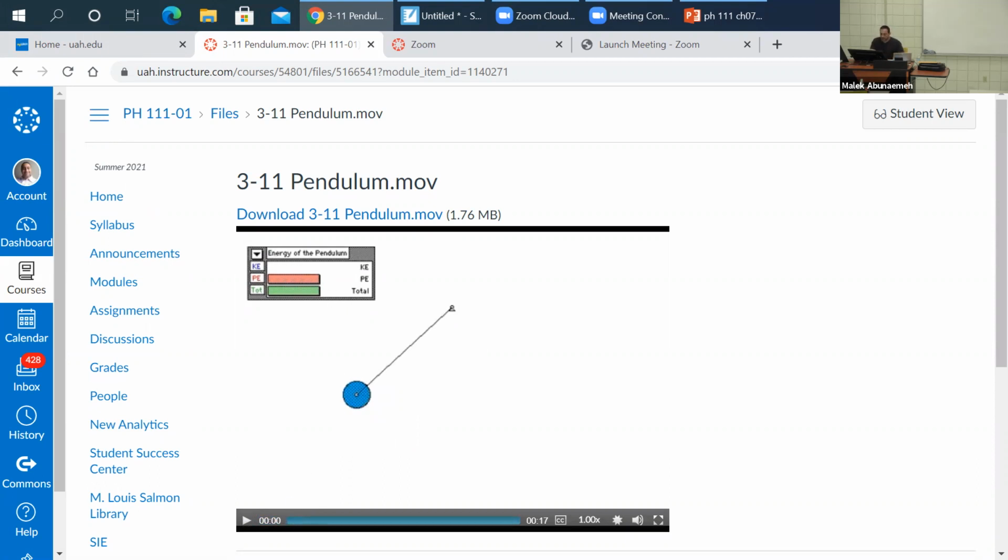This is your total energy. Now, when it goes in, notice that midway your kinetic energy is the highest and your potential is the lowest. Same total energy, and then your kinetic energy goes down, potential energy goes up, and vice versa.